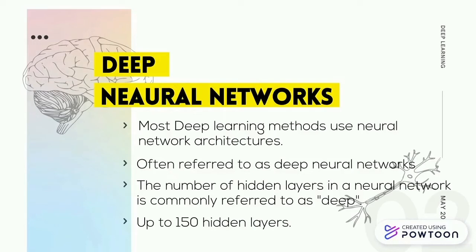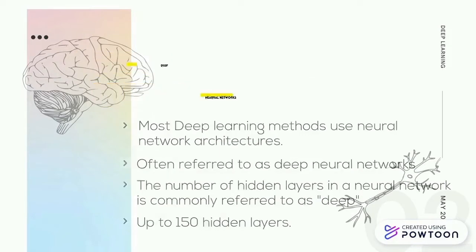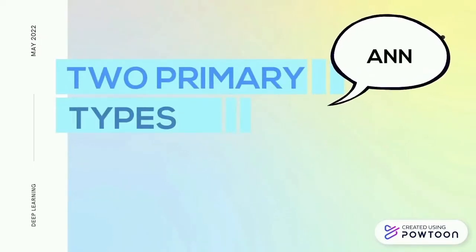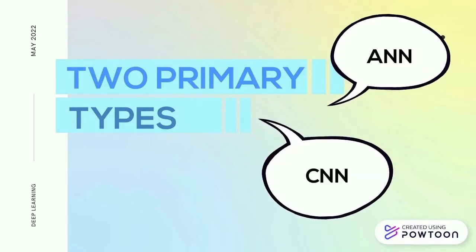The number of hidden layers in a neural network is commonly referred to as deep. Deep neural networks can have up to 115 hidden layers, whereas traditional neural networks only have 2 to 3. In the human brain, a single neuron gets hundreds of impulses from other neurons. There are two primary types of neural networks, which are the artificial neural network and the convolutional neural network.